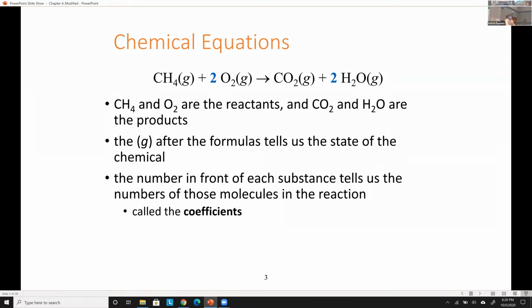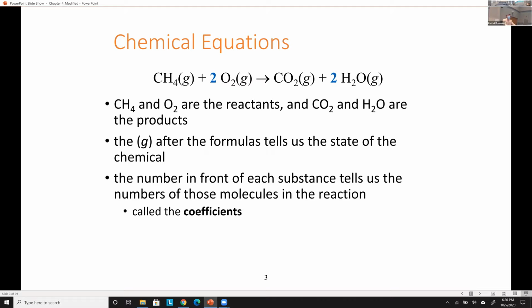One more thing is, you notice that little parenthesis G, right? That just means the physical state. In this case, they're all gases because we are talking about combustion of gases. And the water is even in the form of water vapor, which is a gas. And CO2 is obviously CO2 gas. But you could have solid, which is parenthesis S, and you can have liquid, parenthesis L.